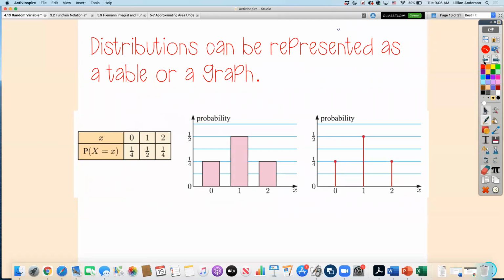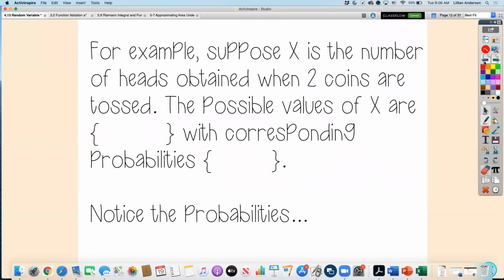So just to continue to harp on this, to make sure that everybody understands. For example, suppose X is the number of heads obtained when 2 coins are tossed. So the random variable X is the number of heads that are obtained when 2 coins are tossed. The possible values for X are what? You flip 2 coins, and X represents the number of heads that you get. What are the possible values of X? 0, 1, and 2.